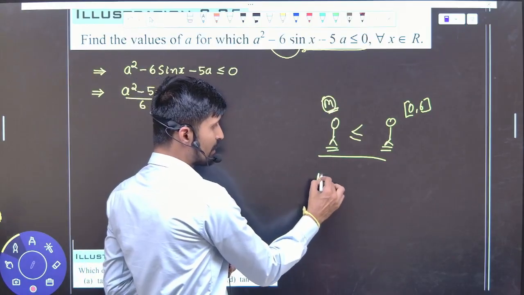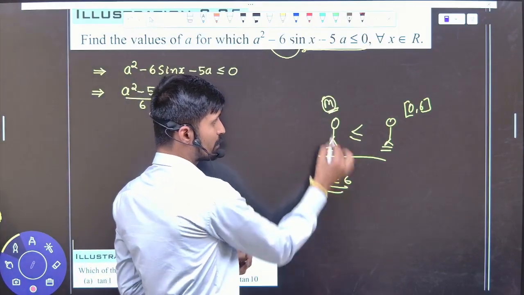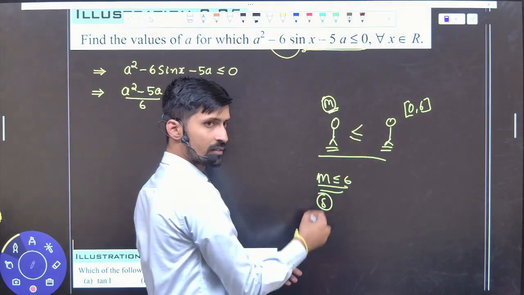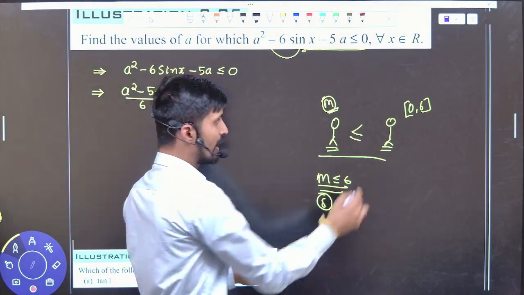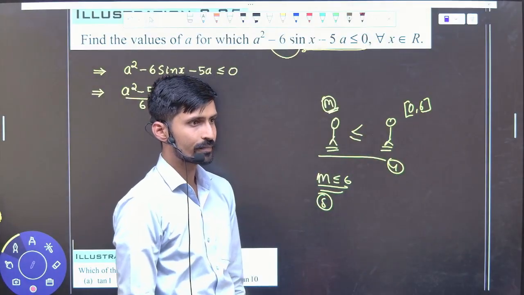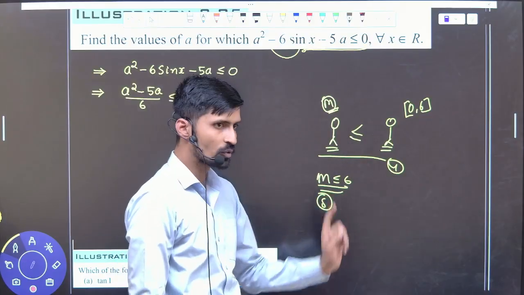Suppose you are saying m is less than or equal to 6. This money should be less than or equal to 6. Suppose I gave you 5. 5 is less than or equal to 6. And he has 4 rupees, 4 lying between 0 to 6. So do you think 5 is less than or equal to 4? No.